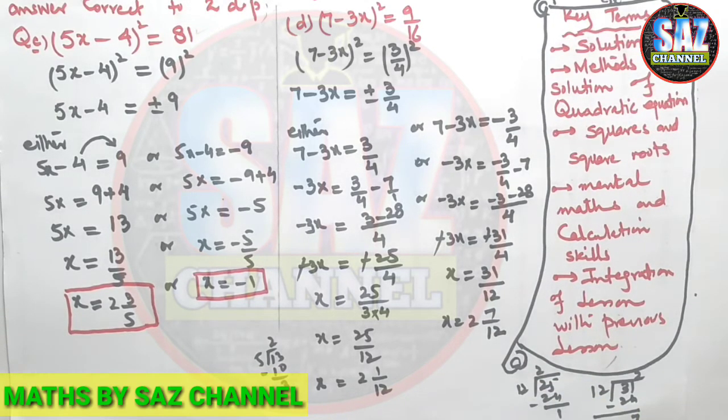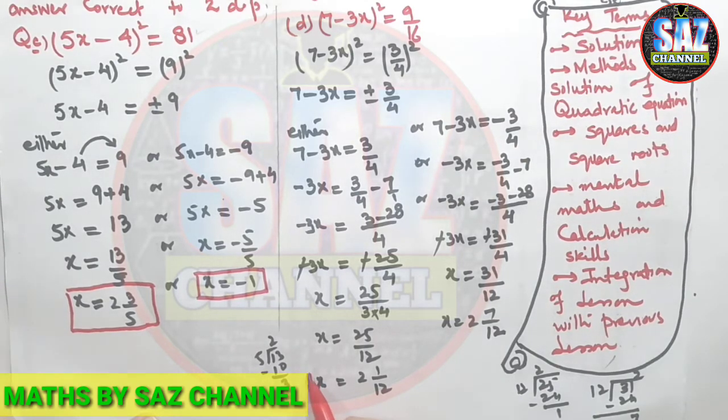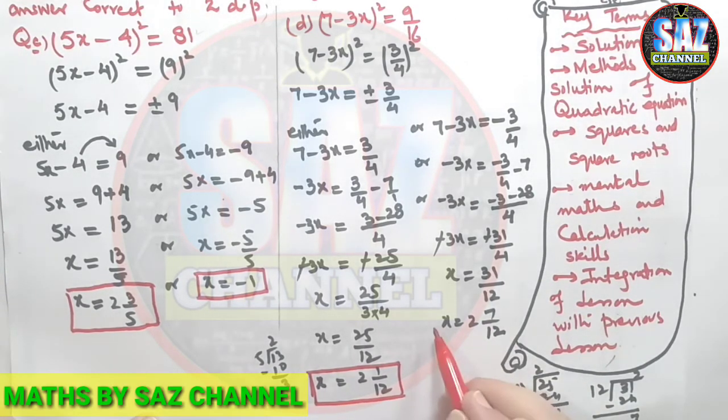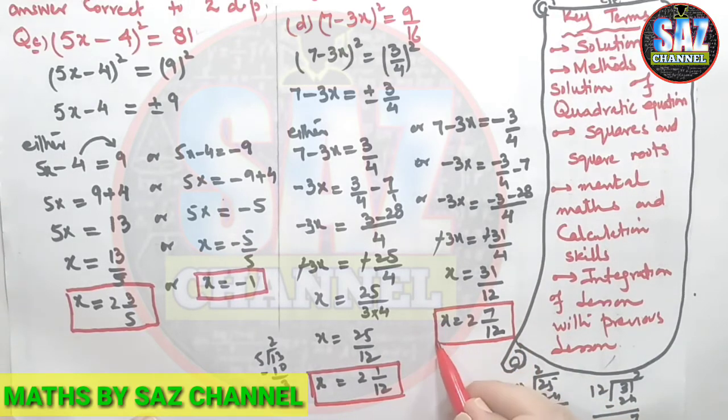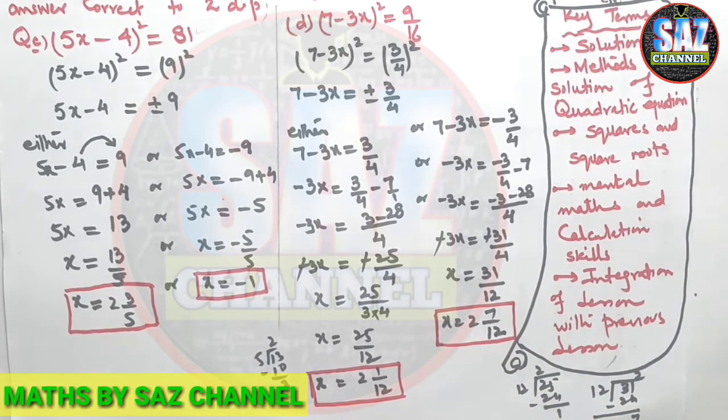So the two roots or two solutions of this equation are x = 2 whole 1 by 12 or x = 2 whole 7 by 12. I hope you are clear about these two questions.